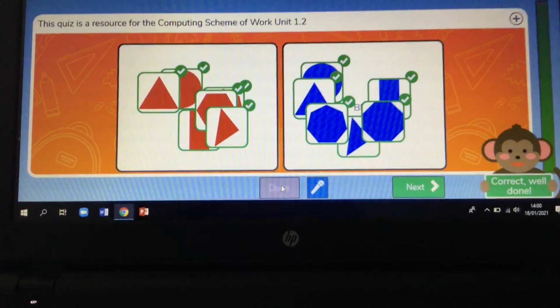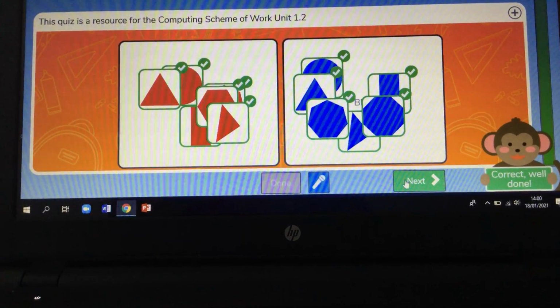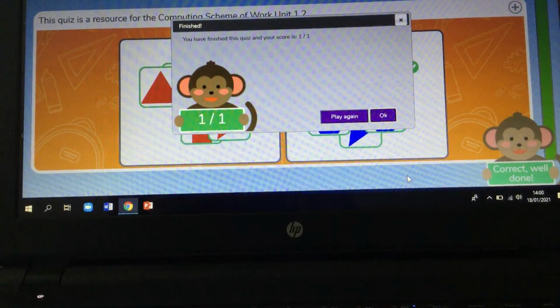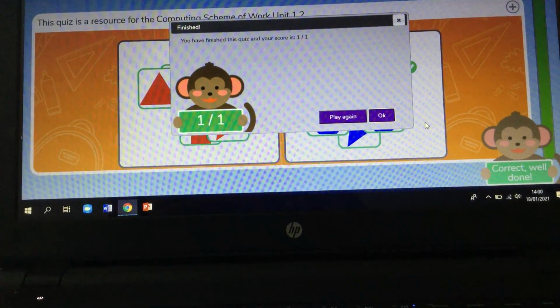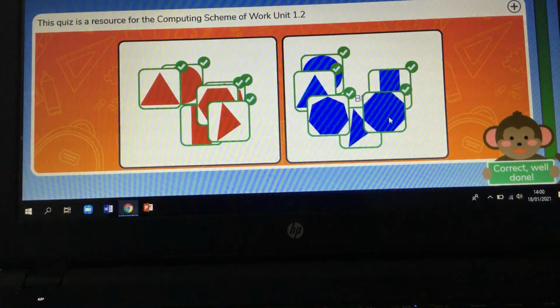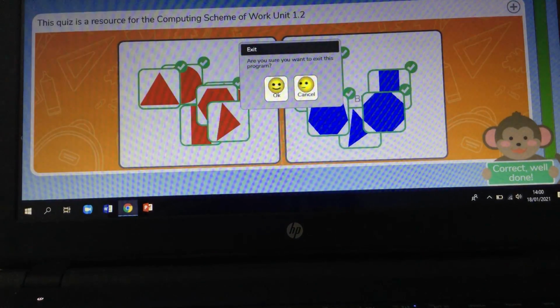Quite like that. A round of applause just for me. Now if I press the green button that says next, I've finished this quiz. I can play again, or I say, okay, I have finished.